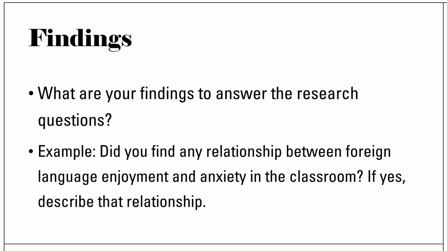Okay, and then a finding section. So you have the method section and now the finding section, and you can argue that this is the most important section in your paper. Basically, you need to explain what your findings are to answer the research questions. So if your research question was whether there was a relationship between foreign language enjoyment and anxiety, then in the finding section, you need to explain whether you actually found any relationship. And if yes, you need to really describe in detail that relationship.